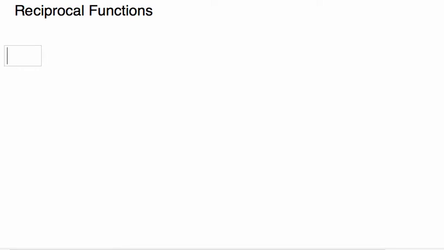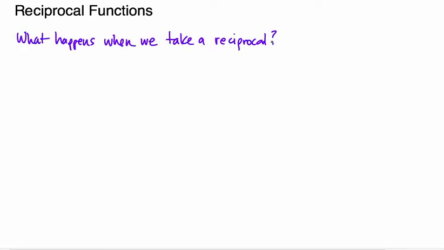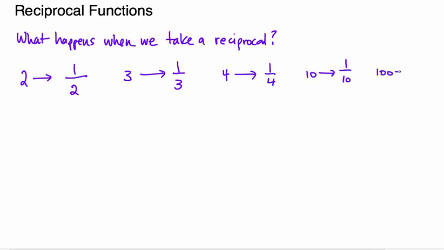Okay, in this section we're going to take a look at reciprocal functions. And let's start with just a bit of a review of what happens when we take a reciprocal. So if we start with the number 2, a reciprocal is 1 over 2. If we have the number 3, a reciprocal becomes 1 over 3, and this pattern continues. 4 becomes 1 over 4, 10 becomes 1 over 10, and 100 would become 1 over 100.